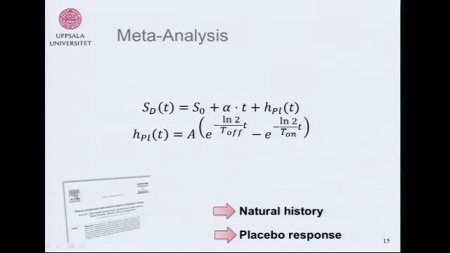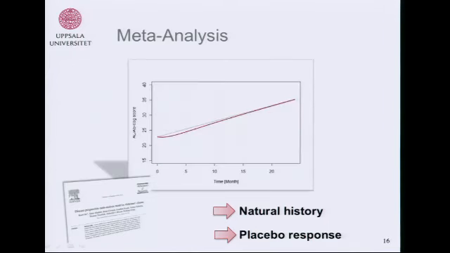The second component that we took from this meta-analysis was a placebo response at the corresponding parameters. So a placebo response can be modeled with this kind of Bateman function consisting of a placebo amplitude and a placebo onset and offset half-life or half-time. And then it adds up just additively.